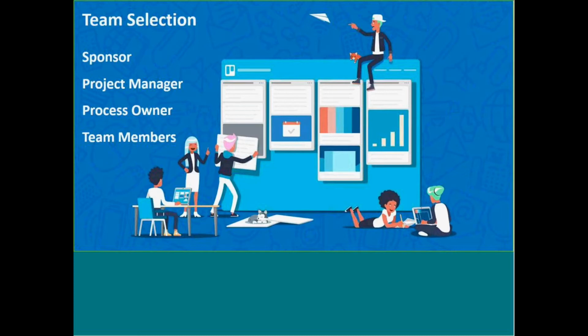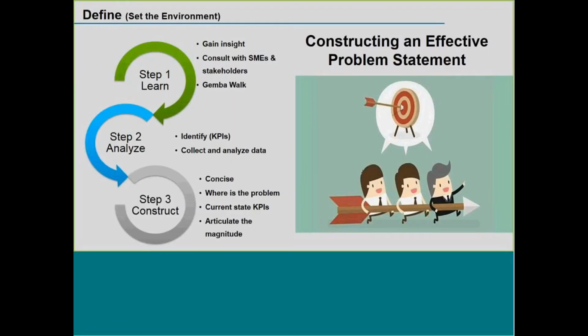Selecting a good team is a critical first step to taking on a DMAIC project. So let's talk more about define. We did mention that constructing an effective problem statement is going to be the next very important step. Once you have your team together, we have to get this team either in a room or on a call, or we have to get the key folks of this team together and discuss what the problem is that we're all here to solve.